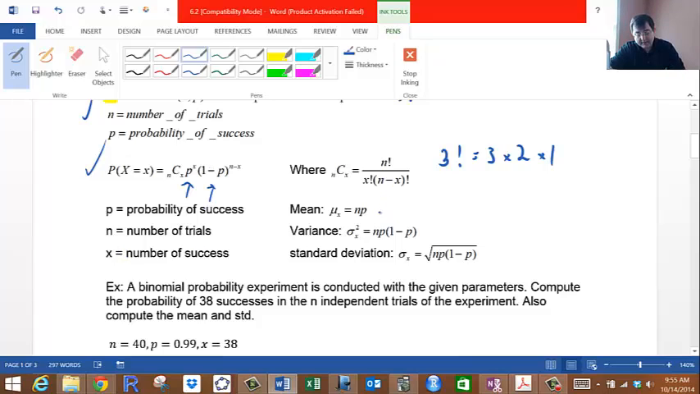And the mean is very simple to calculate. It's just n times p. I'll show you how to do that in a second. And the variance is real easy too. It's just np times 1 minus p.